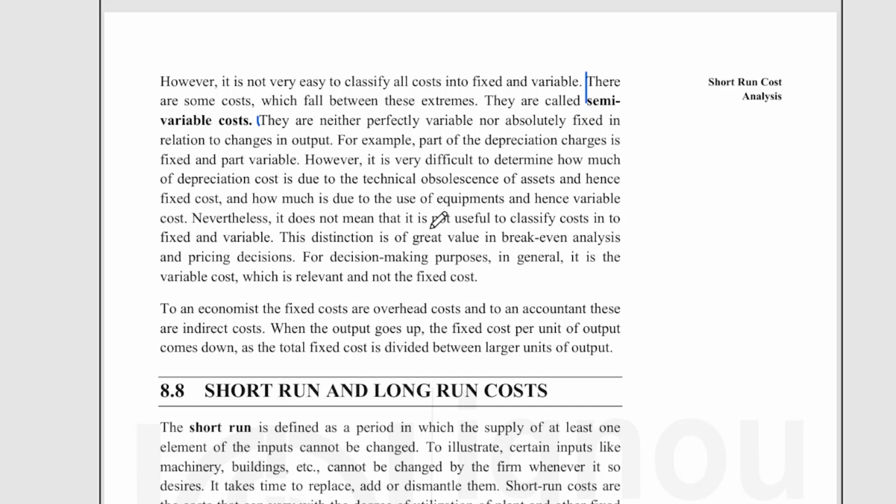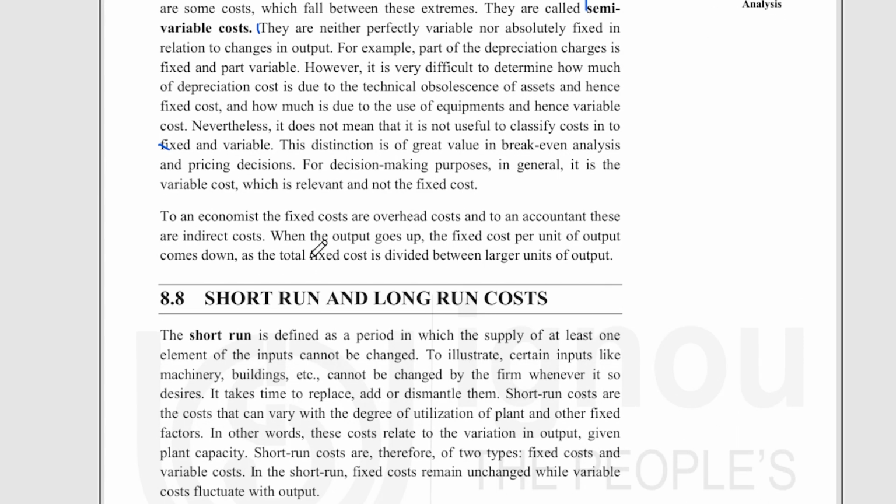Nevertheless, it does not mean that it is not useful to classify cost into fixed and variable. This distinction is of great value in break-even analysis and pricing decisions. For decision making purposes, in general, it is the variable cost which is relevant and not the fixed cost. To an economist, the fixed costs are overhead cost, and to an accountant, these are indirect costs. When the output goes up, the fixed cost per unit of output comes down, as the total fixed cost is divided between a larger number of units of output.